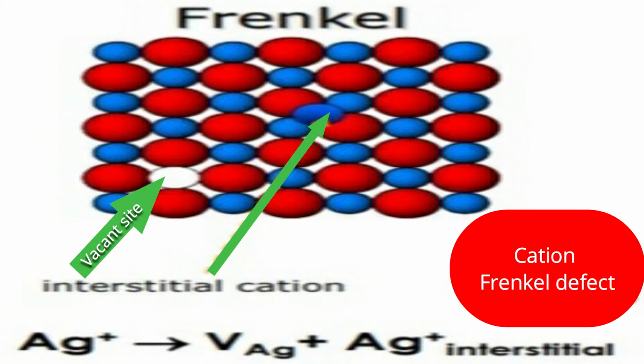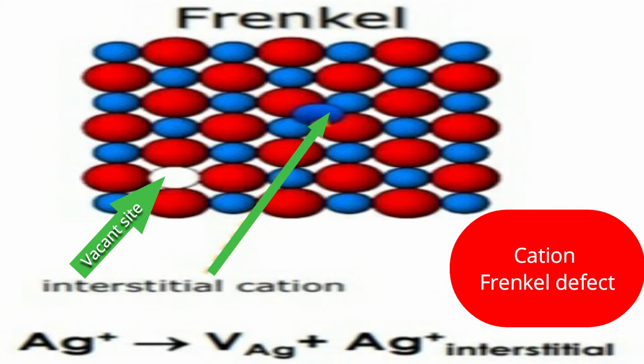If I have to express this in terms of a reaction, the reaction is given at the bottom. See, the silver ion which was at its proper site, after Frenkel defect, one vacant site gets created, that of the silver, plus the silver ion goes into the interstitial position. Because of this, the volume of the crystal doesn't increase and the mass of the crystal also doesn't increase or decrease. Species are there, only rearrangement takes place. So this is a cation-Frenkel defect.